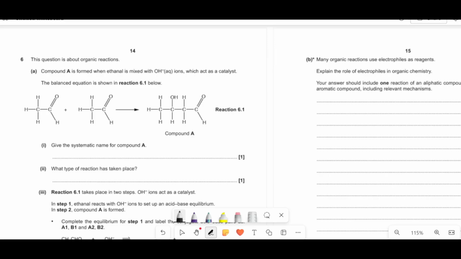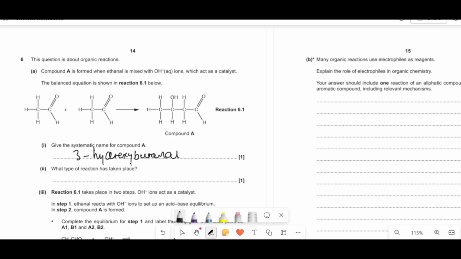Okay, so this question is about organic reactions. Compound A is formed when ethanol is mixed with OH minus ions, which act as a catalyst. What do we have then? So here, 1, 2, 3, 4, right? So it's 4 carbons, so it's going to be butan. It's an aldehyde, so al. And there's 1, 2, 3, so it's 3 hydroxy.